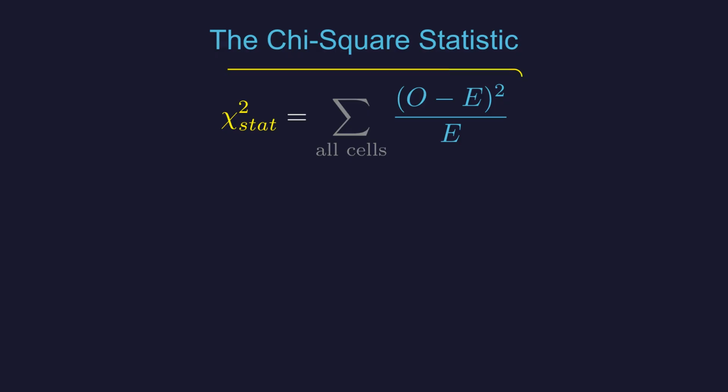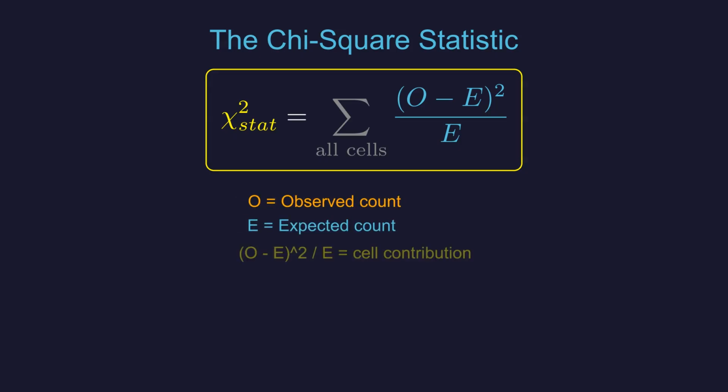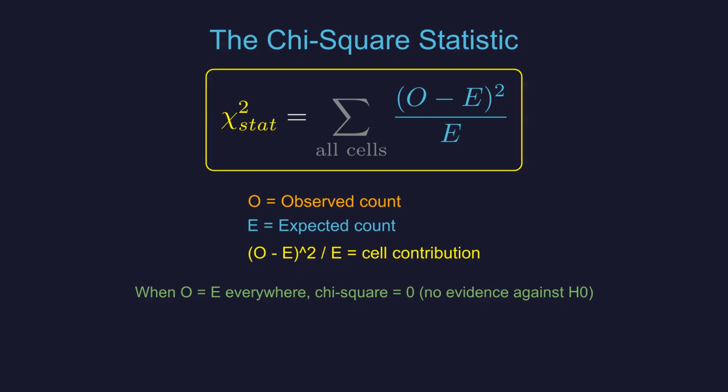The test statistic is the chi-square statistic. It equals the sum over all cells of the quantity (O minus E) squared, divided by E, where O is the observed count and E is the expected count in each cell. Each cell contributes one piece to this sum. Cells where O and E are close contribute little. Cells where they differ a lot contribute a lot. When observed equals expected everywhere, the chi-square statistic is 0, meaning there's no evidence against the null hypothesis.